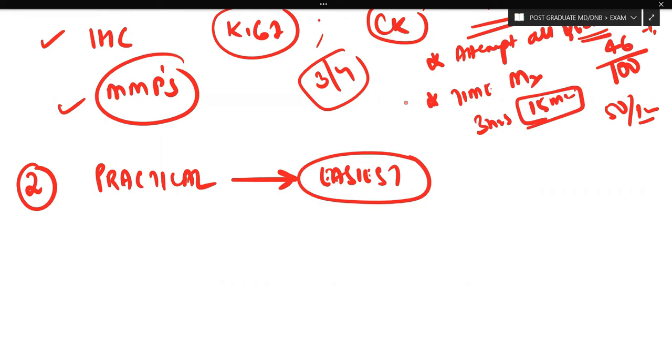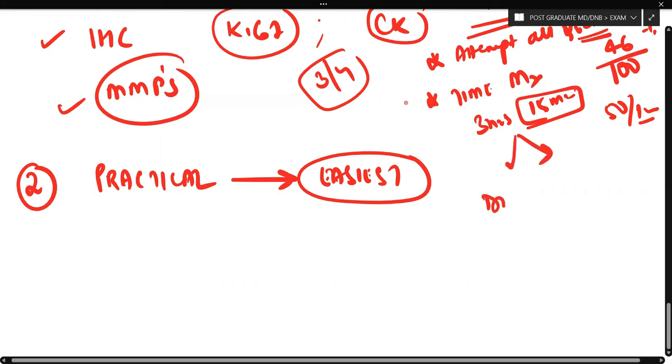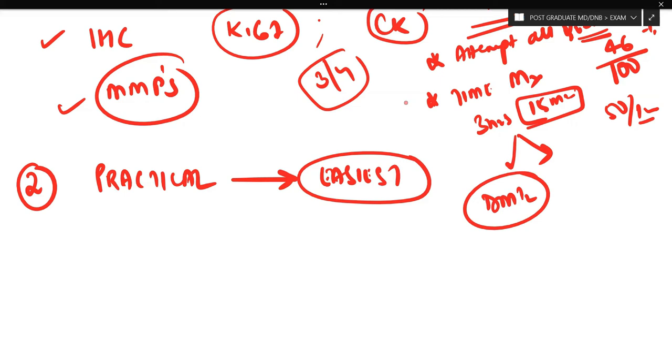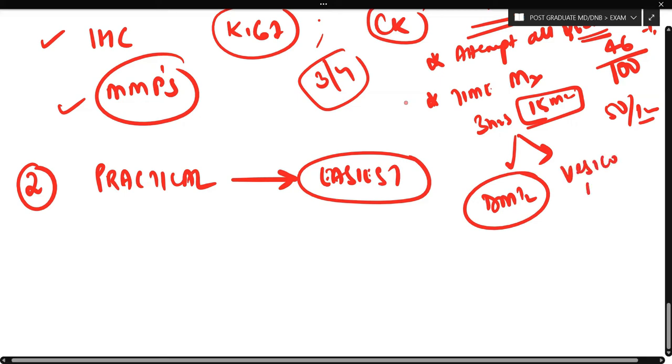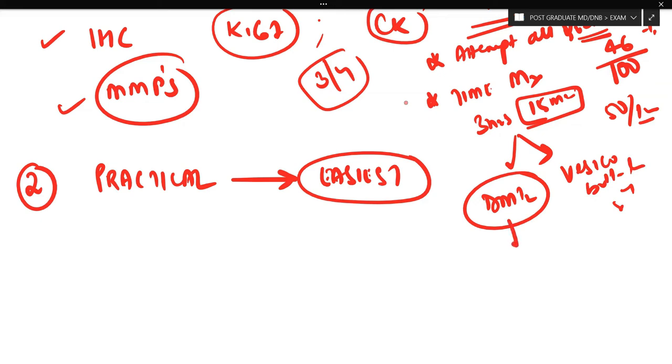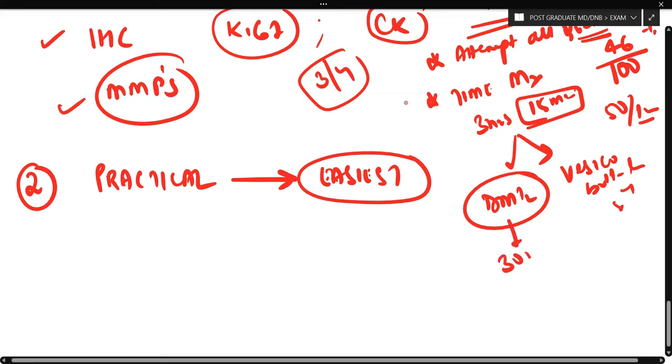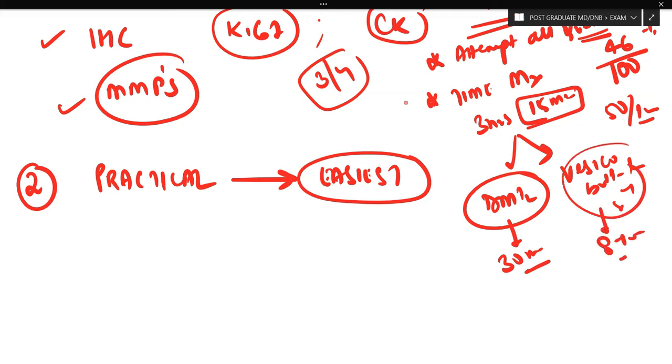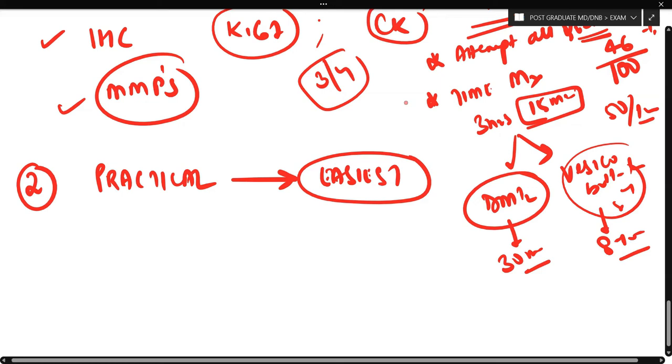Now, I will tell you what this means. Suppose you have got one question on diabetes, full. They have asked you everything. And another question is on vesicobullous lesions of skin. If you have to write on diabetes mellitus nicely, it will easily take around 30 minutes. And if you have to write on vesicobullous lesions in your exam, hardly it will take you 8 to 10 minutes, even less than that, maybe 6 minutes.